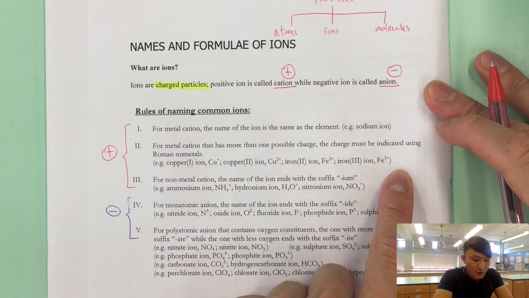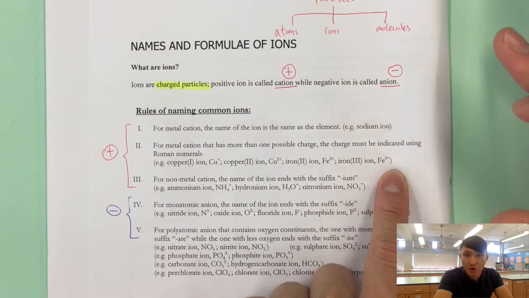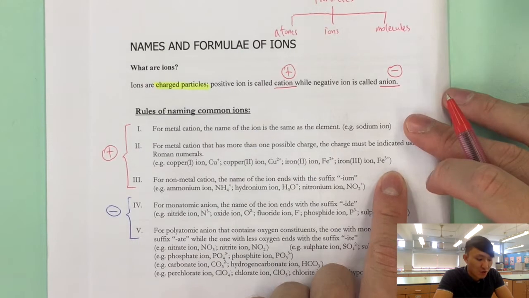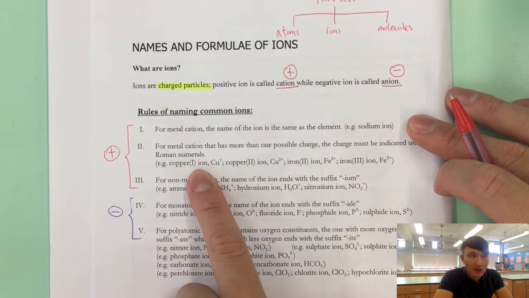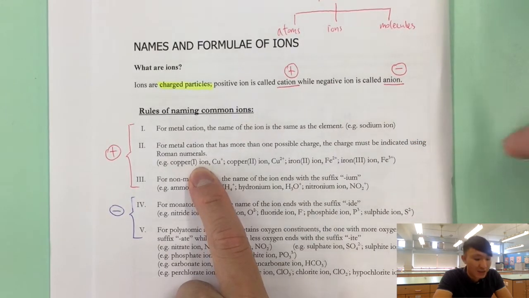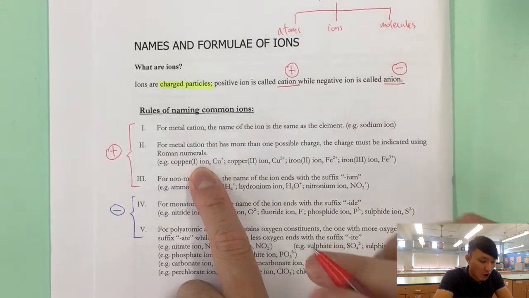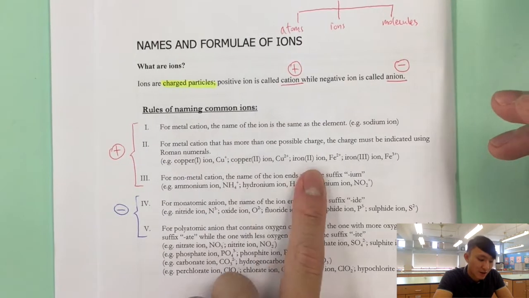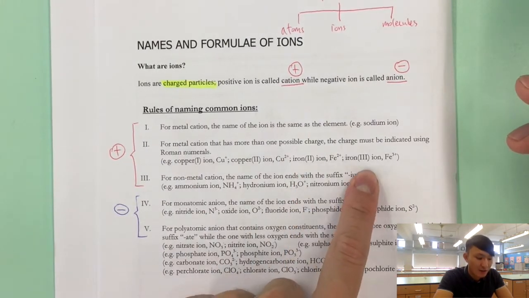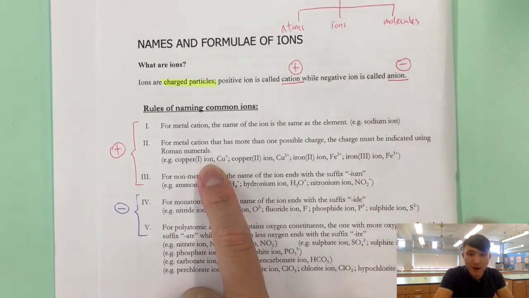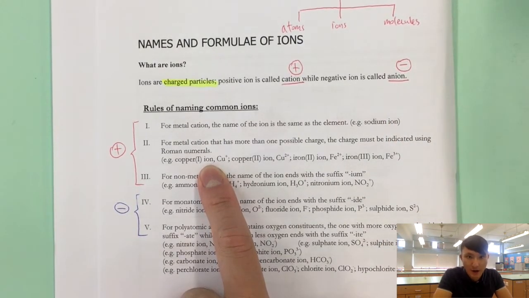So if you are dealing with a metal that can exhibit more than one charge, then you need to specify the charge by using a Roman numerals in the name, like copper 1 ion, copper 2 ion, iron 2 ion, iron 3 ion. Okay? If you don't put down these Roman numerals, people have no idea which ion you are talking about.